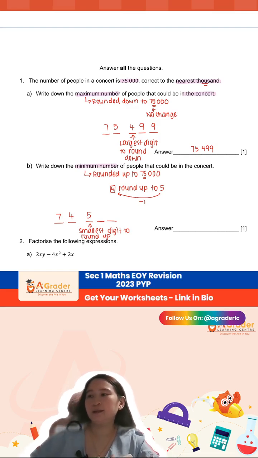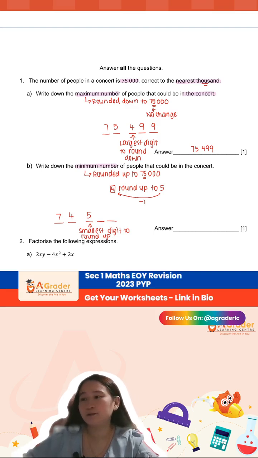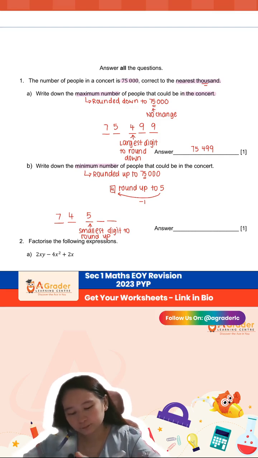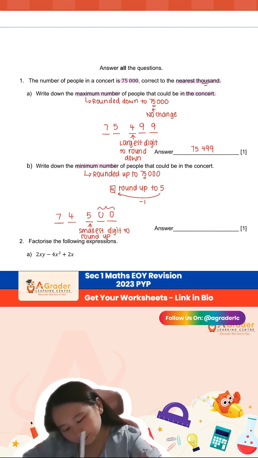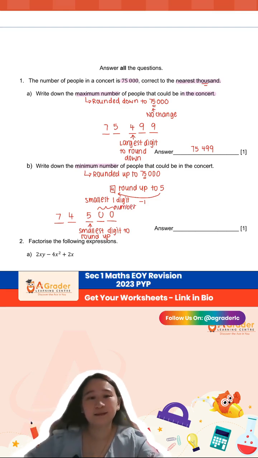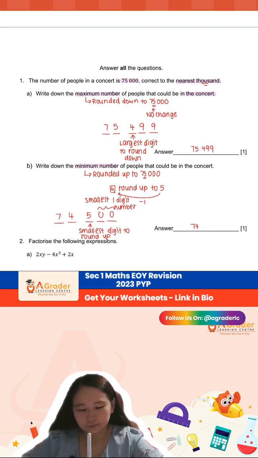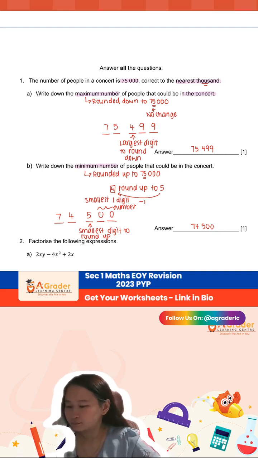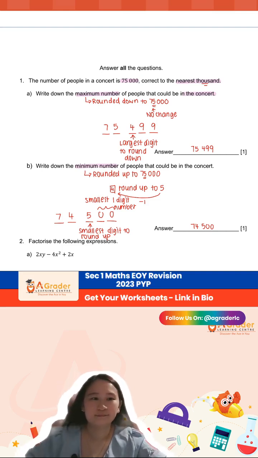Then same thing, the digit in the tens place and the ones place is not affected. So we just want the smallest 1-digit number. So the smallest 1-digit number will be 0. Okay, so this is our answer. 74,500. Yep, good.